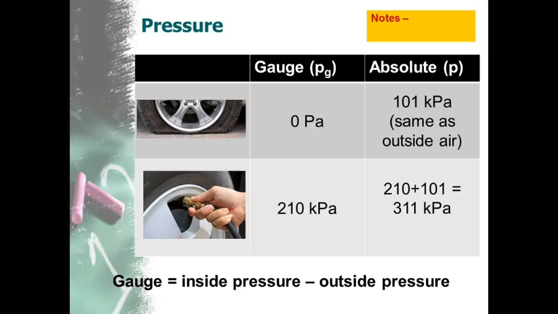However, if we compare that to a tire that's inflated, you might get a gauge pressure of, say, 210 kilopascals. That's just an example. And the reason behind that is because the air inside actually has an absolute pressure of 311 kilopascals. So it's exerting a force per unit area on the inside of the walls of the tire of 311 kilopascals, but the air outside is exerting a pressure of 101 kilopascals. So the gauge pressure that you would measure is the pressure from the gas inside minus the pressure of the gas outside.